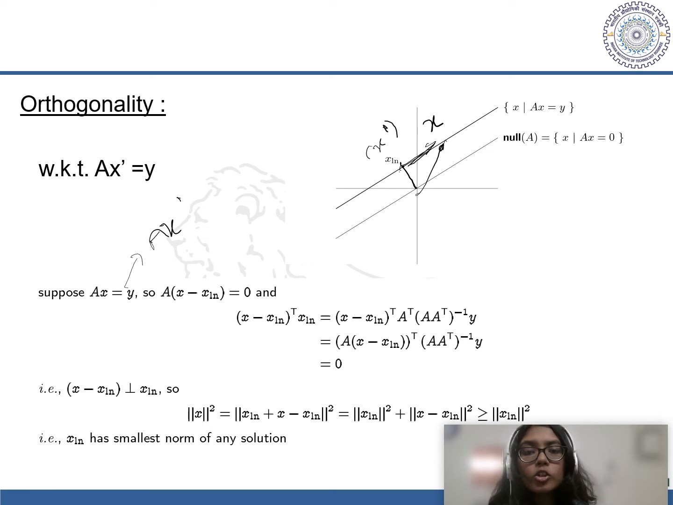So since this is the shortest distance and Xin is the projection of the origin onto this one, we can say that Xin has the smallest norm of any solution such that Ax equals y.